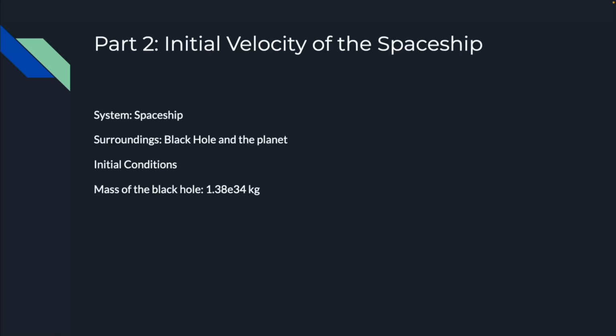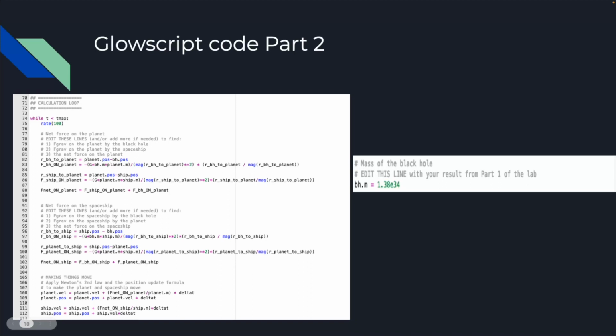So for part 2, finding the initial velocity of the spaceship. The system is the spaceship, and the surroundings are the black hole and the planet. And the initial condition is the mass of the black hole, 1.38 times 10 to the 34 kilograms. This is the code for part 2.